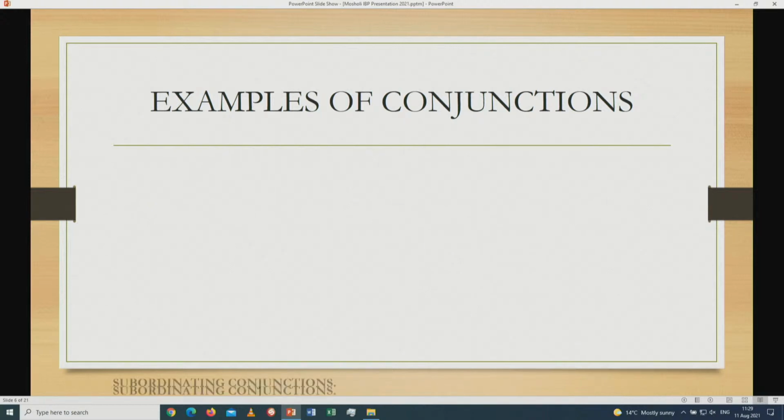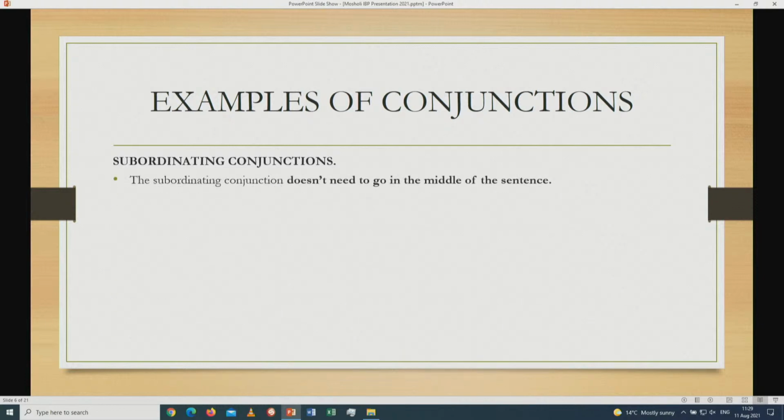Examples of conjunctions: subordinating conjunctions. The subordinating conjunction doesn't need to go in the middle of the sentence. It has to be part of the dependent clause, but the dependent clause can come before the independent clause.